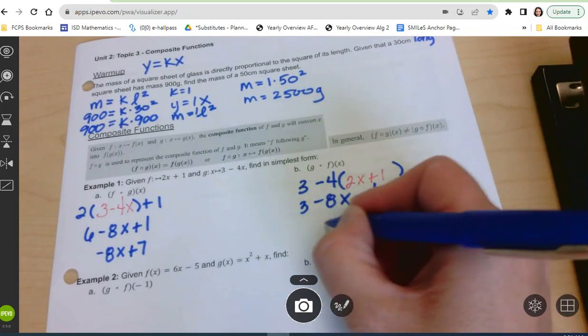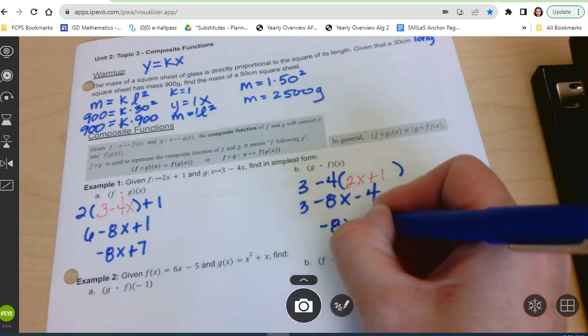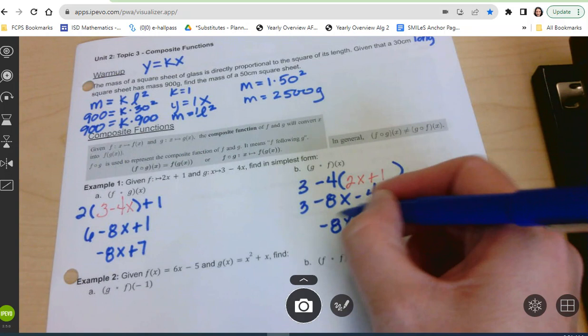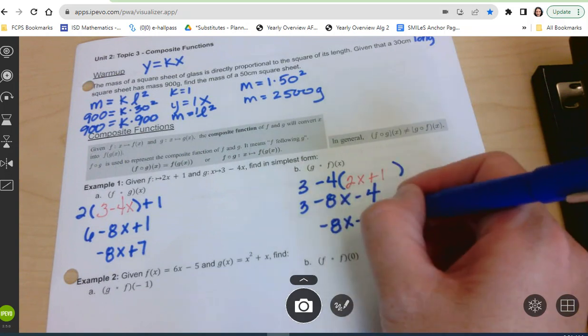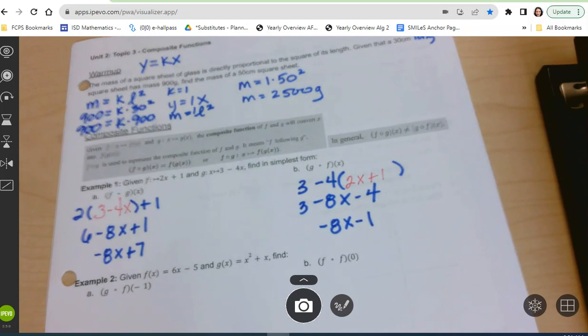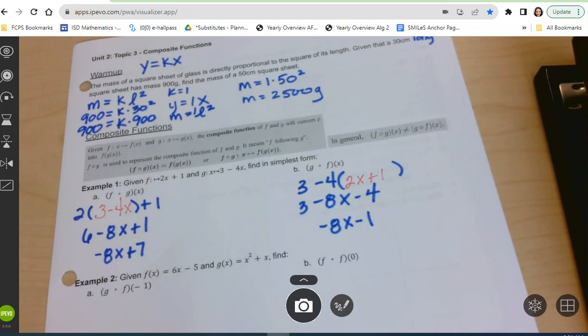I'll write my negative 8x first, just because I'm writing in standard form where you put the variable with the highest exponent first. However, it doesn't say your answer has to be in standard form, so if you wrote negative 1 minus 8x, you're also right. Any questions?